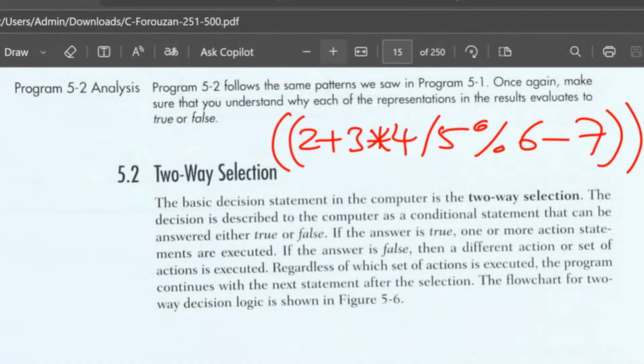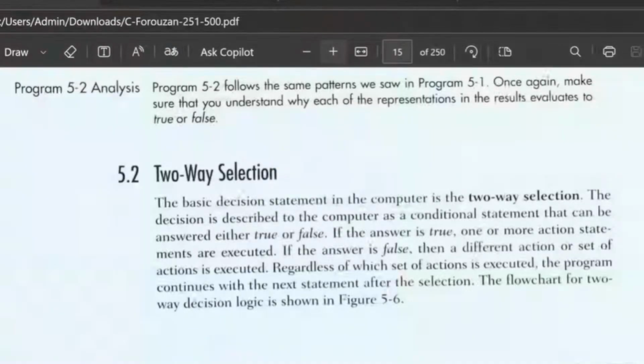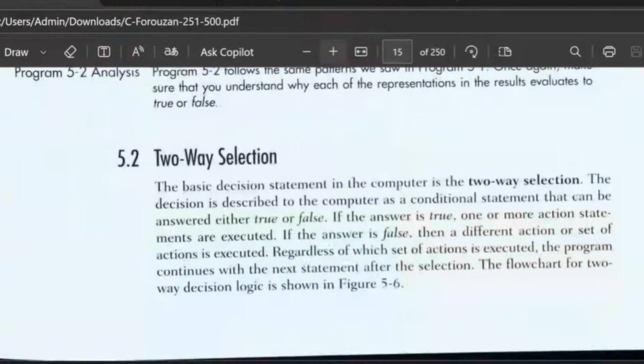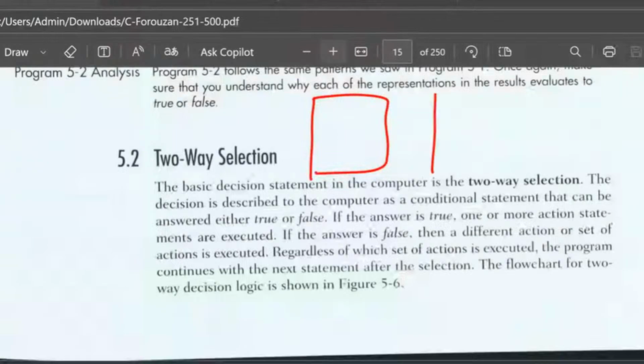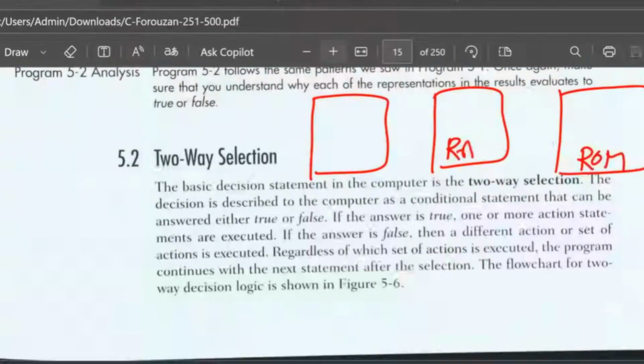is the basic components of a machine, a digital system. Here, minimum three components. What are they? Secondary memory, primary memory, and CPU. CPU means the CPU box.